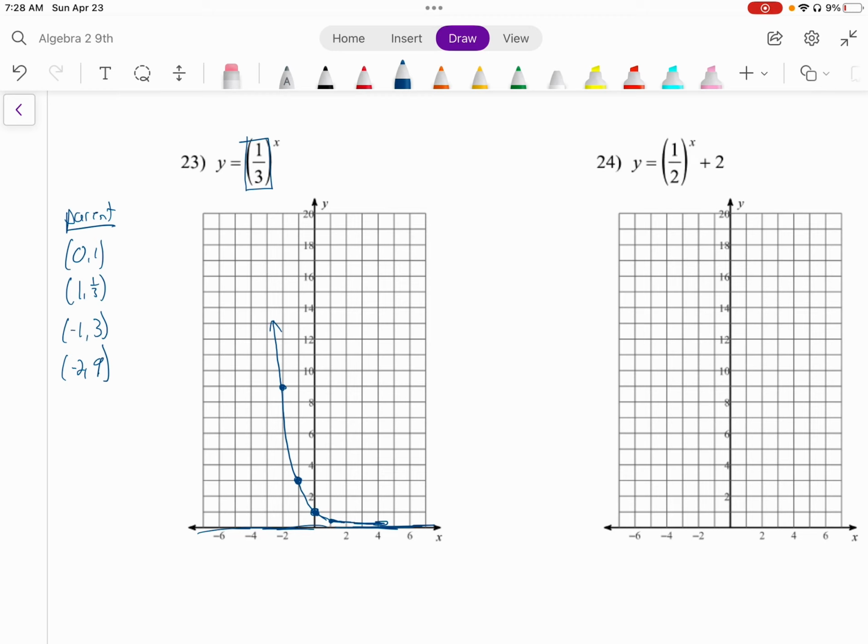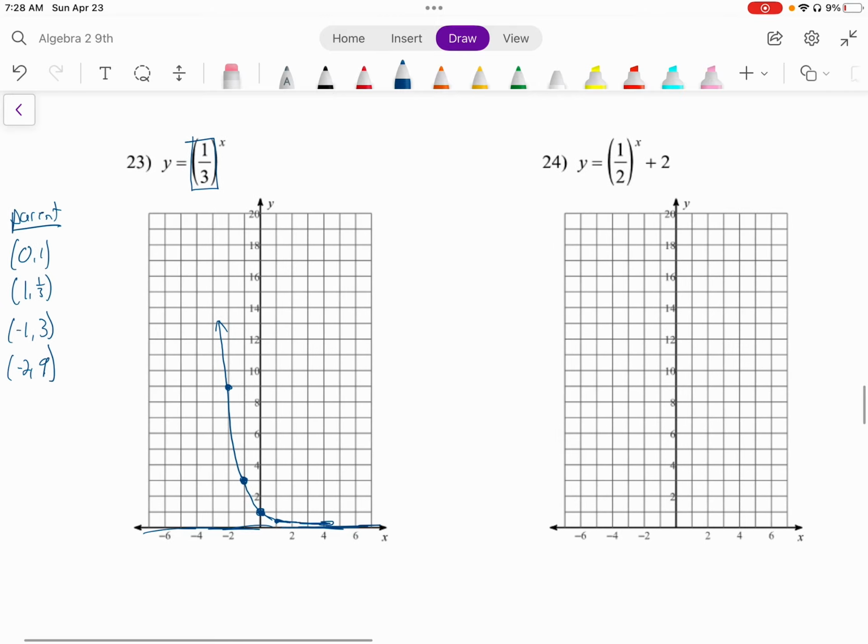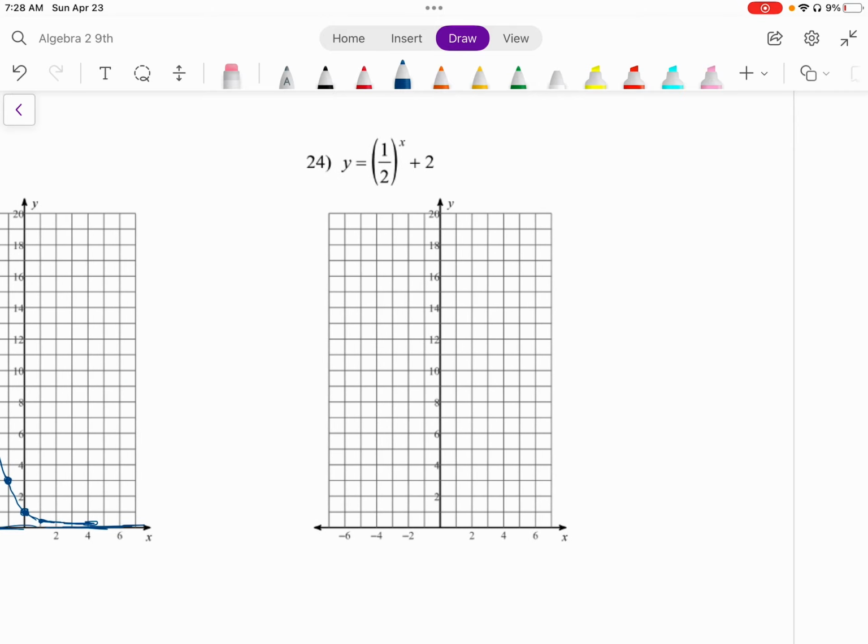And we'll do one more, and I'll leave the last couple for you guys to do. Our 3 points are 0, 1, 1, whatever the base is. This is the parent function again. Probably realizing we're going to move the whole thing up 2. 1, 1/2, negative 1, the reciprocal of 1/2, which is 2, which means negative 2 is going to give us 4. Negative 3 is going to give us 8.